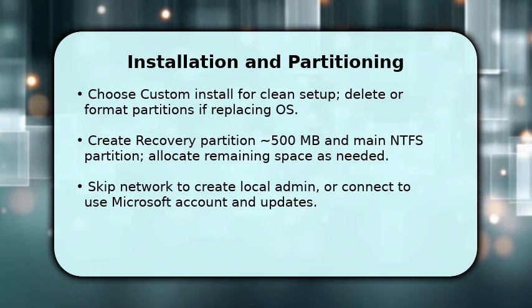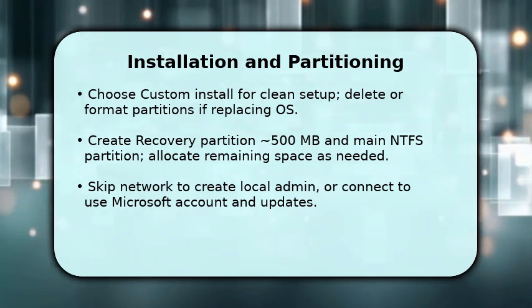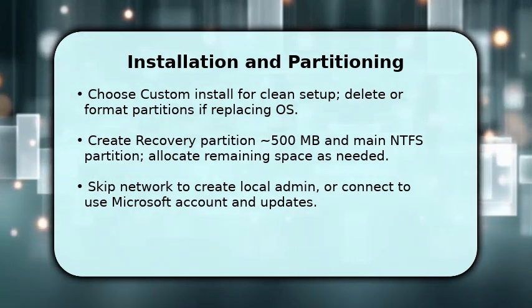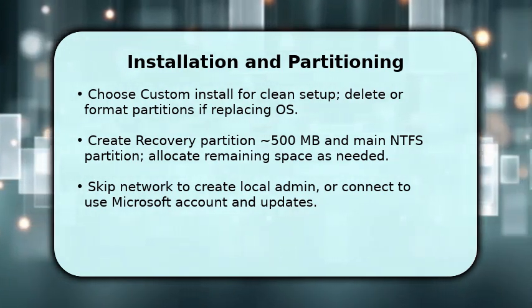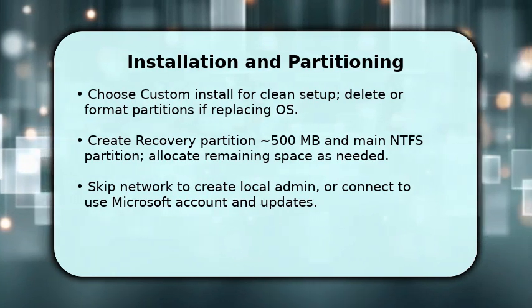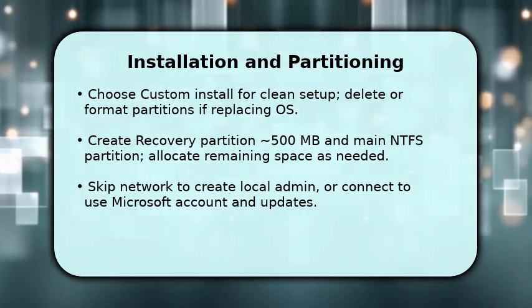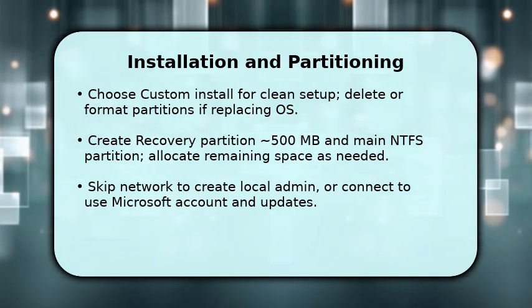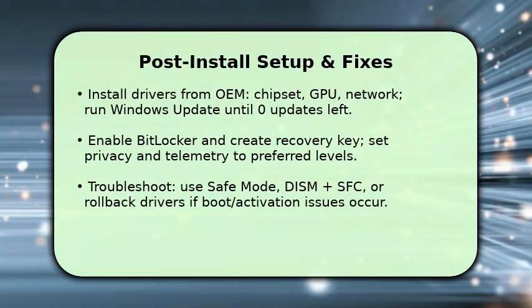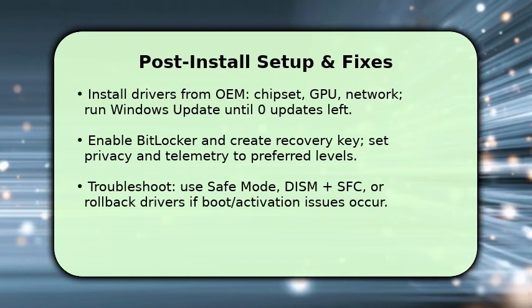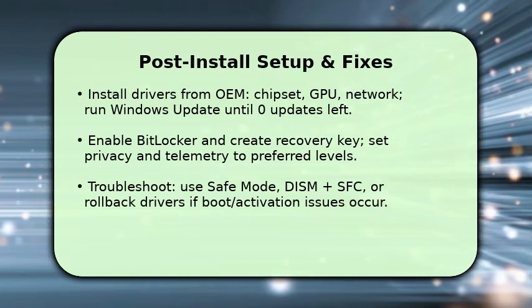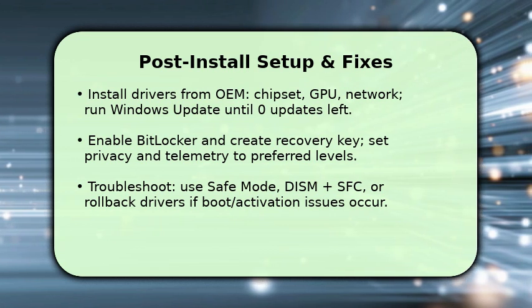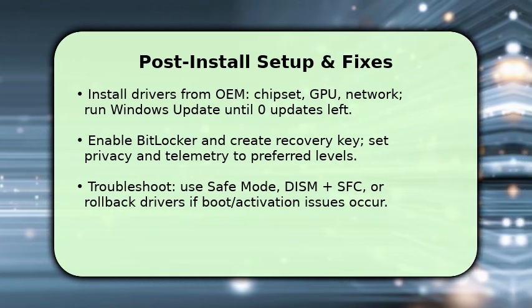Once partitions are set, continue the install. Windows will copy files and reboot several times. Make sure to either skip network to set a local admin or connect and sign in with your Microsoft account to sync settings. Once Windows boots, install chipset and device drivers from the manufacturer to ensure stability, then run Windows Update repeatedly until no updates remain.